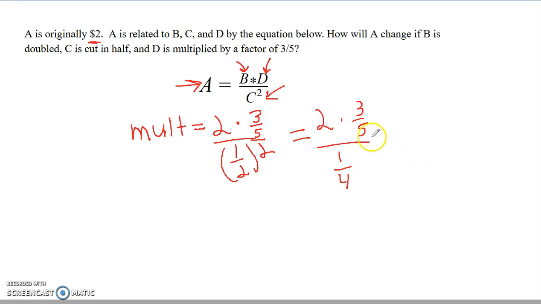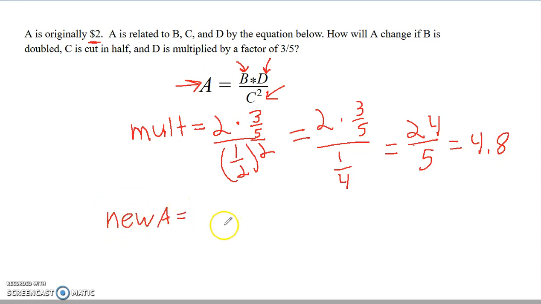And again, a couple different ways you can do this. You could either do out the math to simplify it, or you could plug it into a calculator. Both are okay here, so whatever you would like. Either way, that comes out to 24/5, or if you just punch it in, it's 4.8. Either is okay. So the new A is going to be the old A times the multiplier.